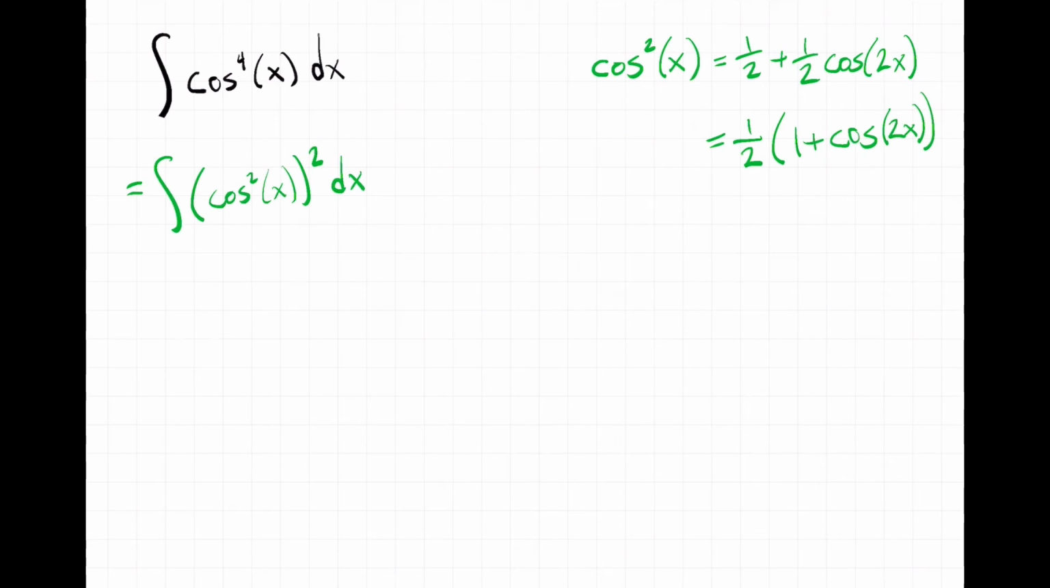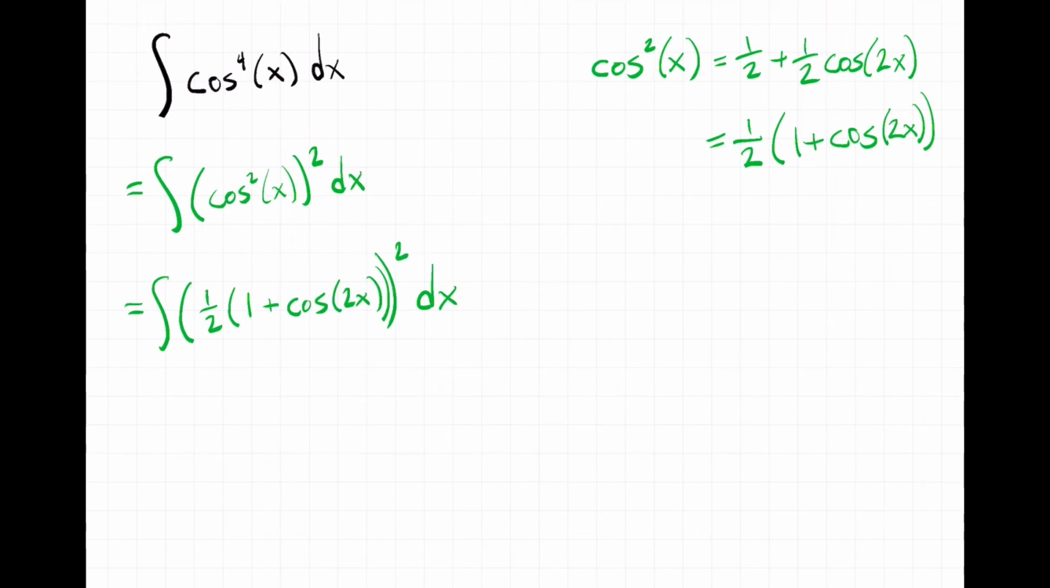Now let's fill this in. Let's replace in our integrand the cosine squared x with that formula from the half-angle formula. So we'll have 1/2 times 1 plus cosine of 2x, squared. A lot of parentheses here. Watch out for that. And of course, don't forget your dx.